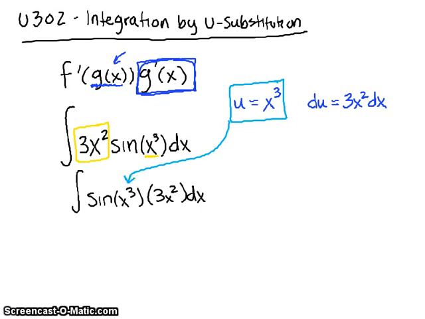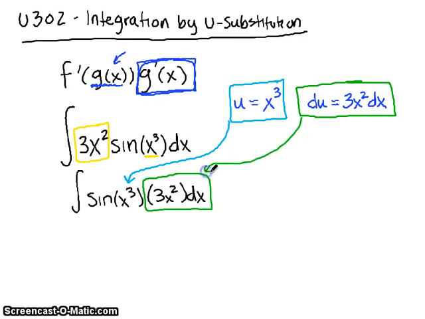And if we look at this relationship, du is equal to 3x squared dx, we can make that substitution right here. So we have the u that we want to substitute in, and we have the du that we want to substitute in. So this problem is going to turn into the antiderivative of sine of u du. And that's something that we know the antiderivative of, or we should know. The antiderivative of sine is negative cosine of u plus c.